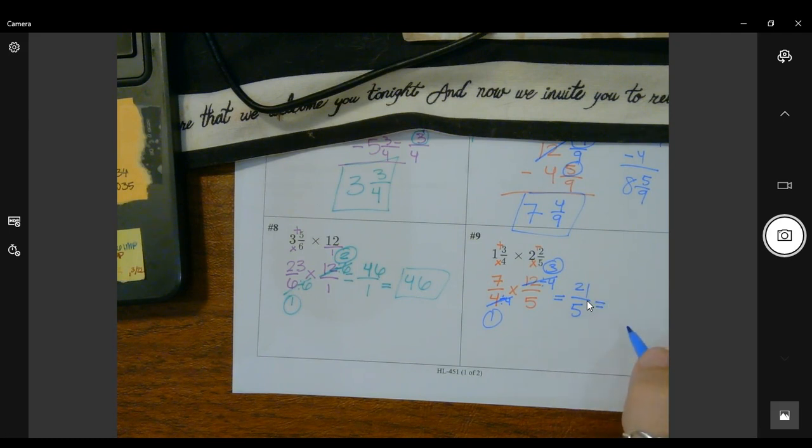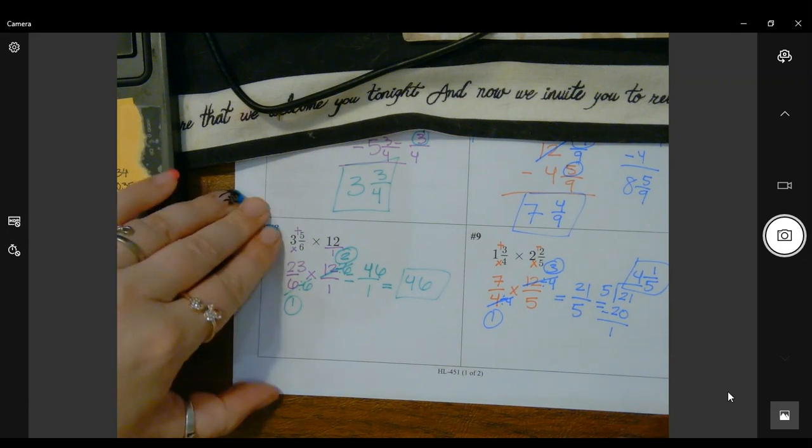The only problem is I can't leave it like that. That is an improper fraction. So I'm going to take the top and divide it by the bottom. How many times does 5 go into 21? That's right, 4 times, because 5 times 4 is 20. When you subtract that, you get a remainder of 1. So I'm going to put my remainder over what I divided by. And my final answer is 4 1/5.